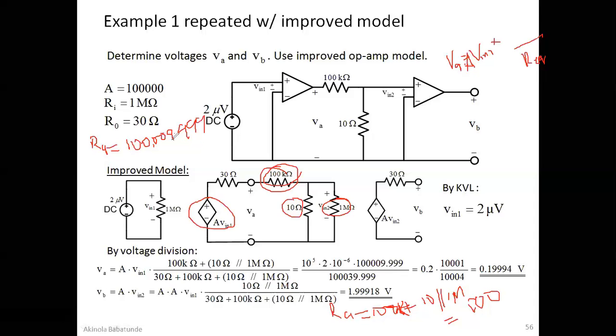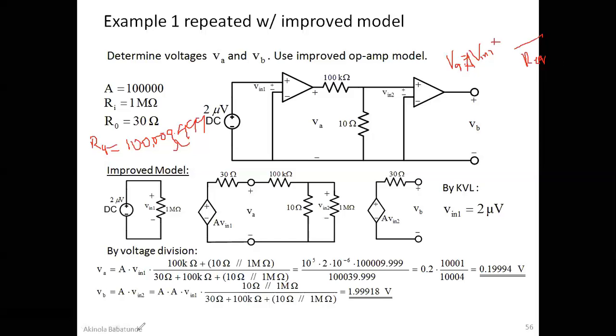100,009.999. You can just write that somewhere. And this is going to be in ohms, by the way, not kilo ohms. So that is going to be our RA. What is going to be our R equivalent? Don't forget, we said that VA will be A VIN1 times RA over R equivalent. So if that is our RA, what is R equivalent?